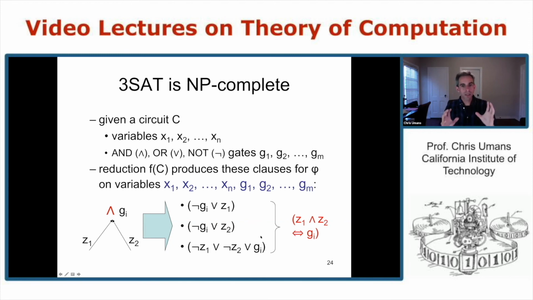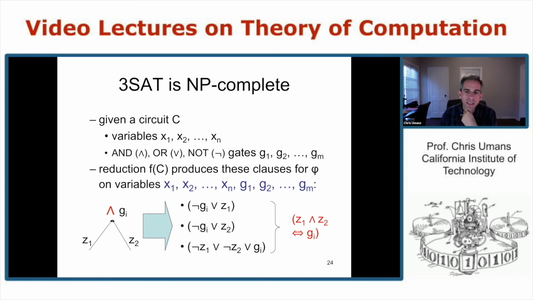Okay, so in your reduction, you go through each gate in the circuit and you throw in the collection of 2 or 3 clauses that we've just specified, and throw them all together. And those clauses collectively constrain these g variables to take on the values that they actually take on if you plug a certain Boolean input into the circuit.